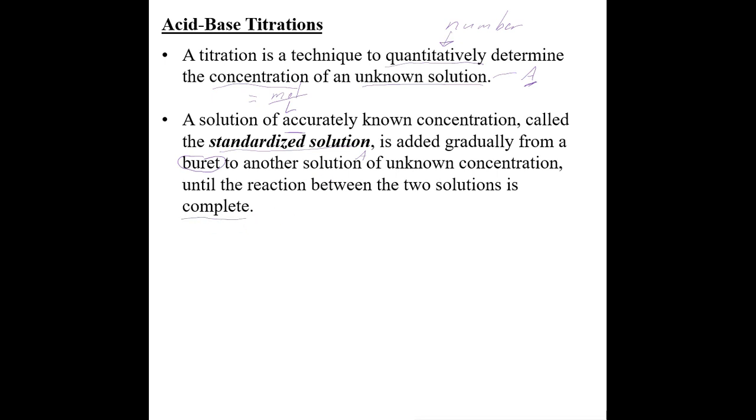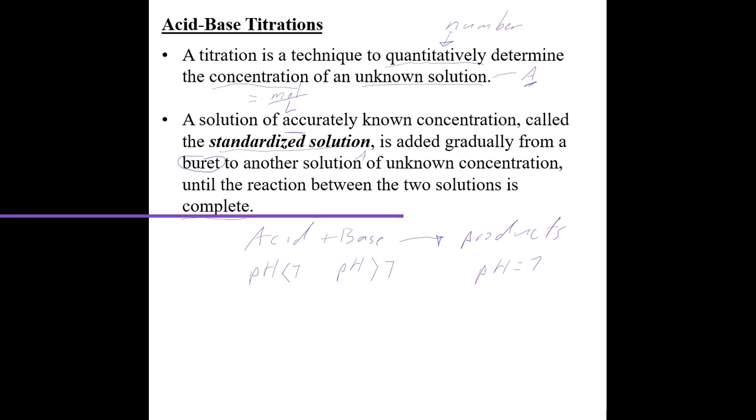And we're going to allow a reaction to take place until the reaction is complete. Because it is an acid and base reaction, we're going to have neutralization taking place. So we're going to have our acid, and we're going to be adding some base. The acid itself would have a pH of less than 7. The base on its own would have a pH greater than 7. But on the other side, we get our products, which is now going to be neutral, equal to 7.